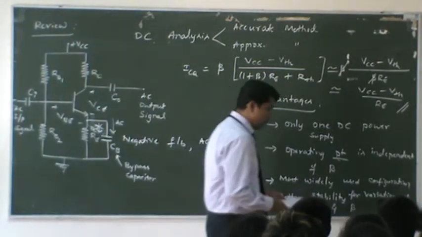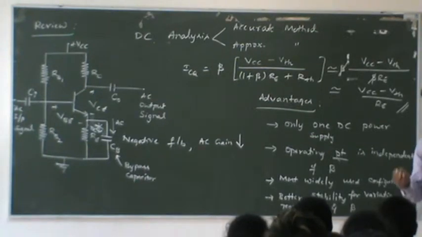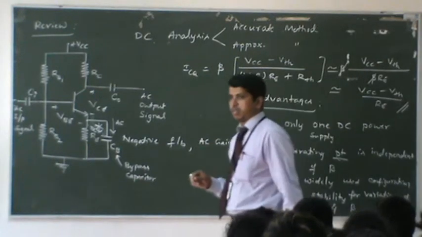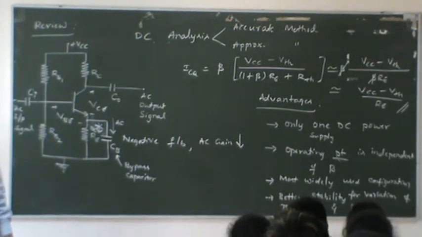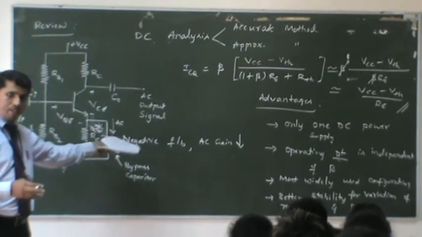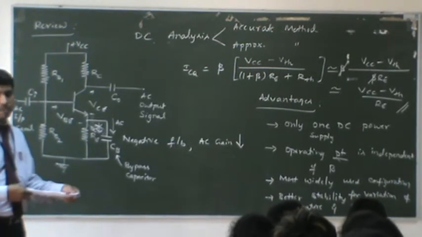With these basic modifications, we will solve a few problems belonging to this voltage divider bias circuit, and we are left with only one bias circuit, which is the collector to base bias circuit. With that, we have covered almost all common emitter configurations. So in total we have 4 bias circuits: fixed bias, emitter bias, voltage divider bias, and the last one, collector to base bias.